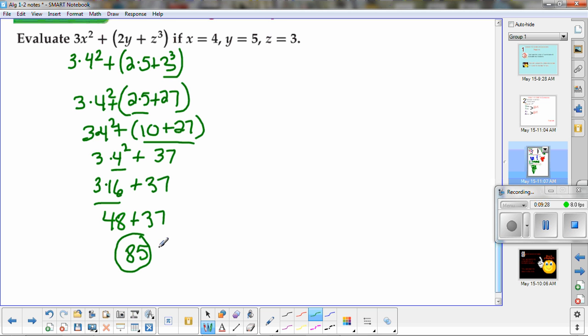One of the most common mistakes on this problem is right here. A lot of times kids will try to multiply 3 times 4 together first and get 12 and then square it. They, for some reason, forget about the order of operations. If they wanted you to do 3 times 4 first, they would have had to put it in parentheses. Since there aren't parentheses around the 3x, then it's only the x that's being squared, or in this case, 4 is being squared. And you would do that first before you multiply by 3.